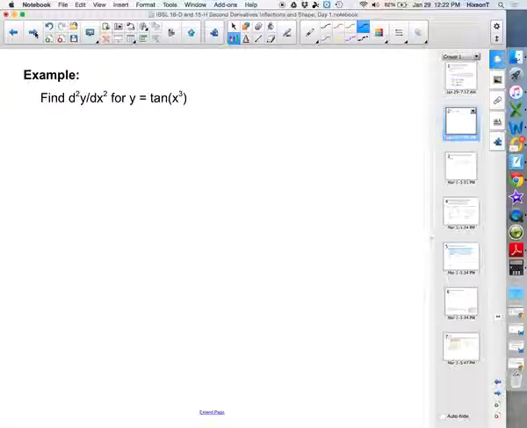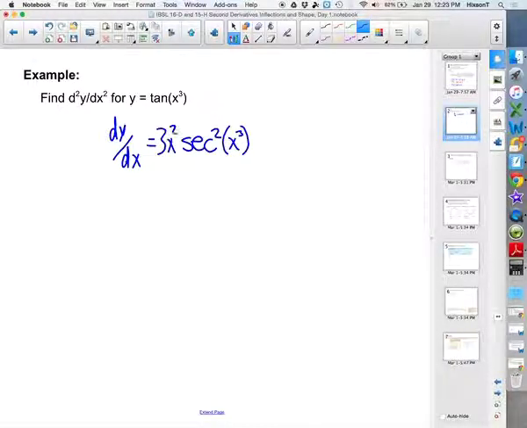Alright, so we need to find the second derivative of tangent of x cubed. The first thing, the derivative of tangent is secant squared of x cubed, but we need something else here: 3x squared, times a 3x squared. So 3x squared times secant squared of x cubed.